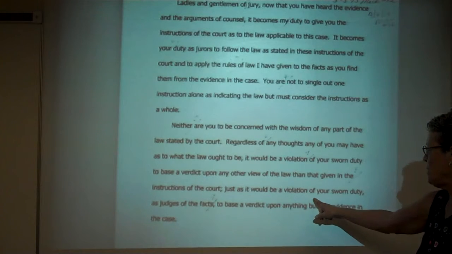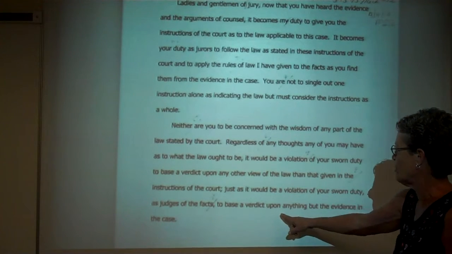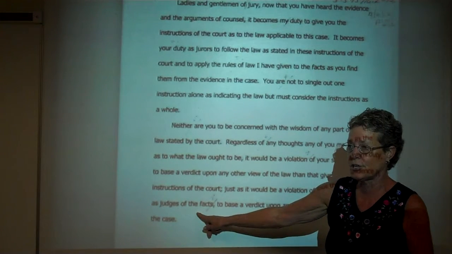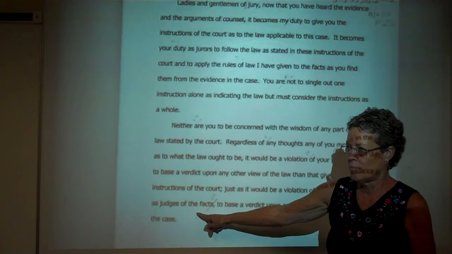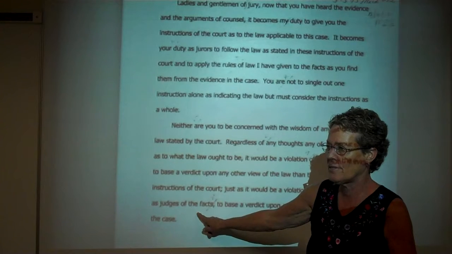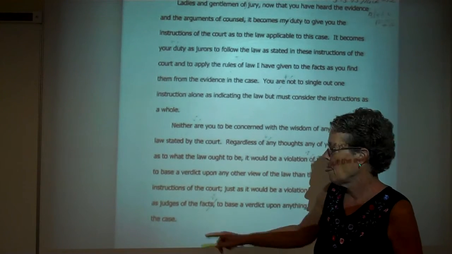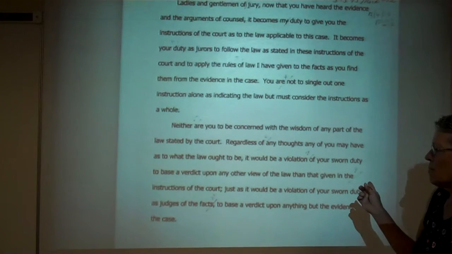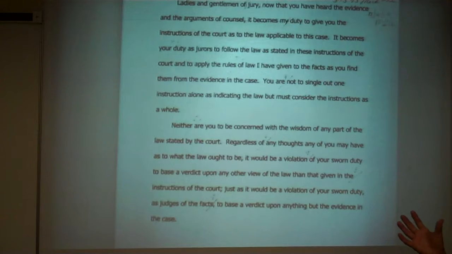You could continue this: just as it would be a violation of your sworn duty to base a verdict upon anything but the evidence in the case. So you can leave this out and the sentence would still make sense. I didn't put the comma after the facts one. It's like an inclusive clause or something like that. You really do need to separate it by commas.